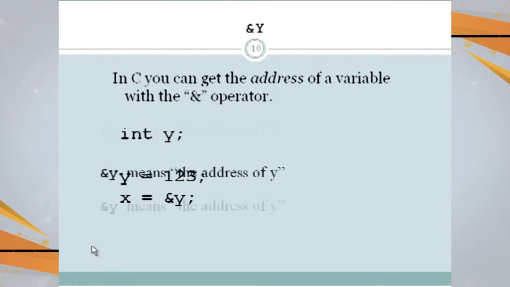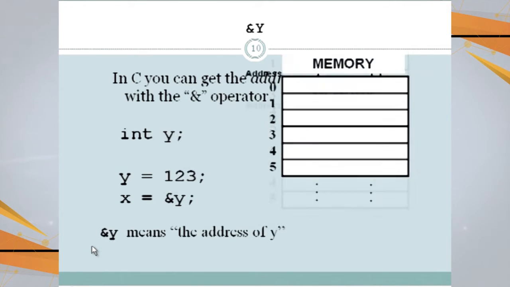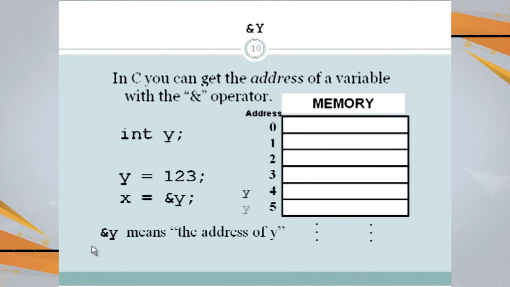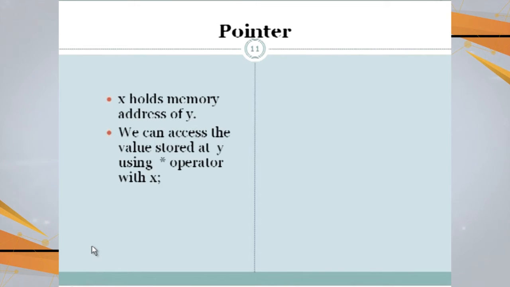In C language, you can get the address of a variable with the ampersand operator. int y = 123, and x = &y. x holds the memory address of y. We can access the value stored at y using the asterisk operator with x.